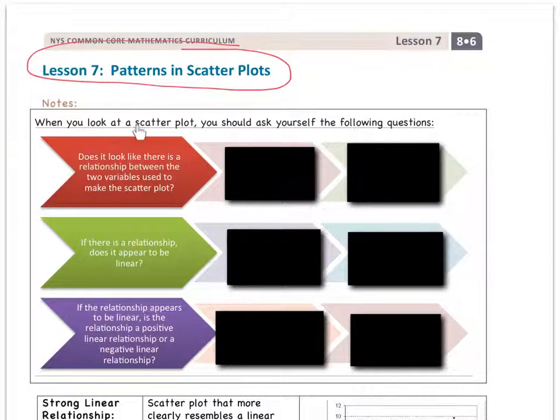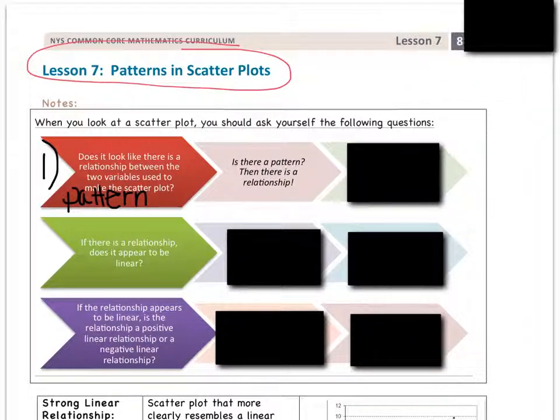When you look at a scatter plot, you should ask yourself the following questions, and yes, they should be in this order. The first thing that you need to ask yourself about the scatter plot: does it look like there is a relationship between the two variables used in the scatter plot? What that really is asking is, is there a pattern? So luckily you're going to have two options. Either there is going to be a pattern or there isn't. If there is a pattern, then there is a relationship.